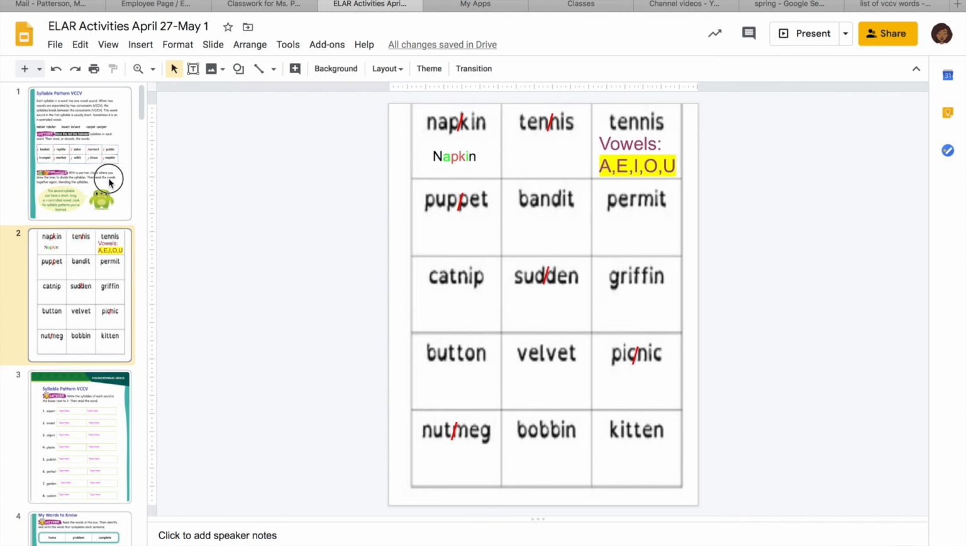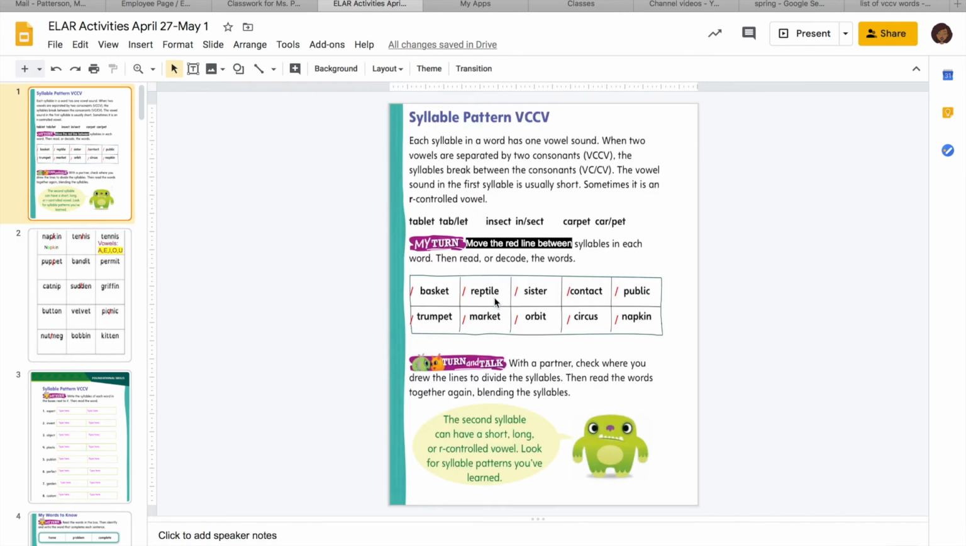So when you go to your actual worksheet, I've already put the red lines in there for you. You're going to do the same thing. You're just going to take it and you're going to drag it to where it belongs. So remember, we're doing V, C, break, C, V. We're putting a break in the syllables. Our first word is basket, so I'll do the first one with you. Where do you think the line would go for basket?